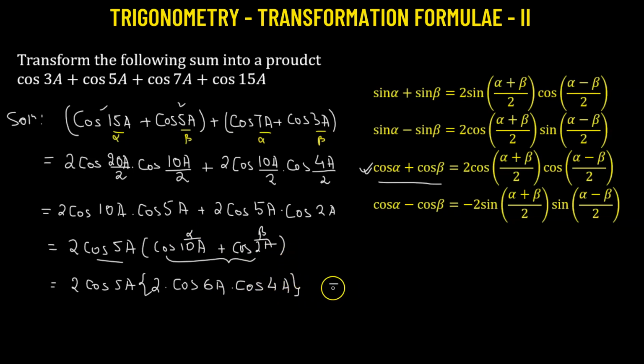So that gives us the final value. We have 4 times cosine of angle 5a times cosine of angle 6a times cosine of angle 4a. Wait, let us take it step by step: 2 times cosine 5a times 2 cosine 6a cosine 4a gives 4 times cosine 5a, cosine 6a, cosine 4a. So this is going to be the corresponding product. We have successfully converted the sum cosine 3a plus cosine 5a plus cosine 7a plus cosine 15a into a product, which is given by 4 times cosine of 6a times cosine of 5a times cosine of 4a.